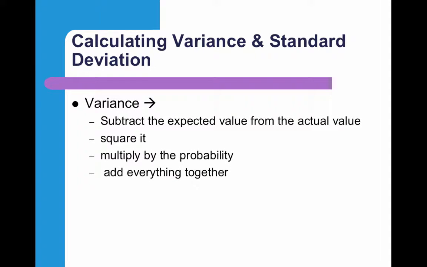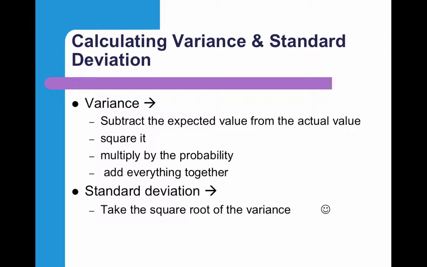And again, in this case, the mean is the expected value. To calculate variance, we first have to find the expected value. Once you find it, you subtract it from the actual value. So you take each variable and subtract the expected value from it. Then you square that difference. After you square it, you multiply by the probability, and then you add everything together. So it's very similar to calculating the expected value, except you have to subtract the expected value and then square it before you multiply by the probability and add them together. Once you have the variance, we can find the standard deviation, because the standard deviation is just the square root of the variance. So once you have the variance, you take the square root, and that gives you the standard deviation.